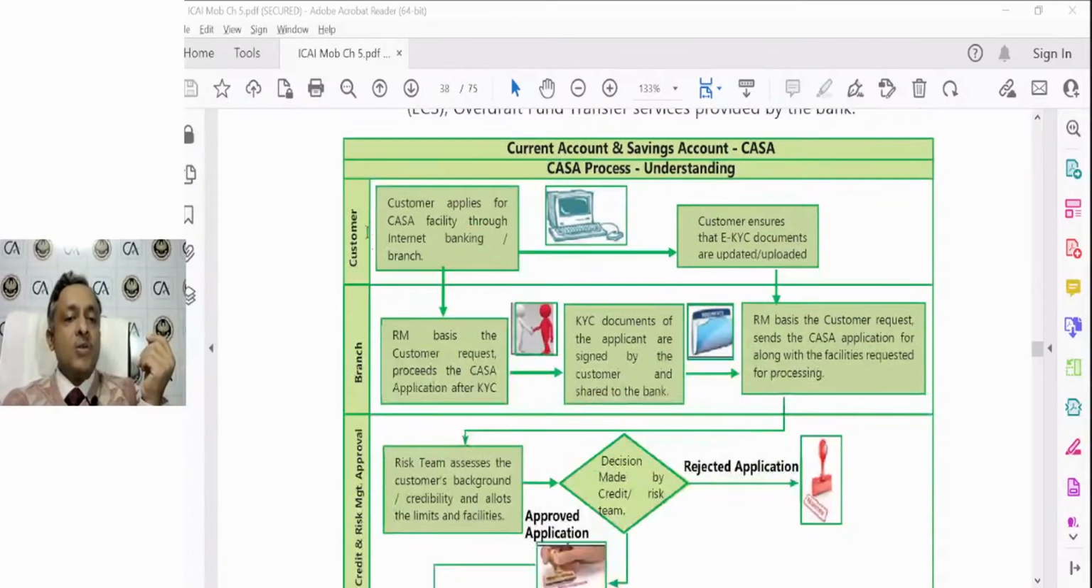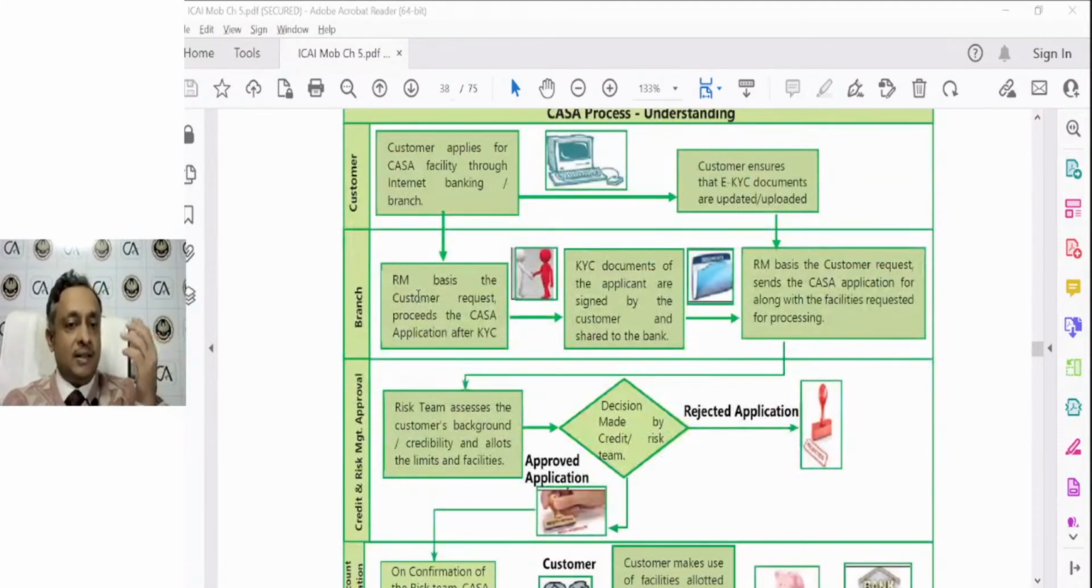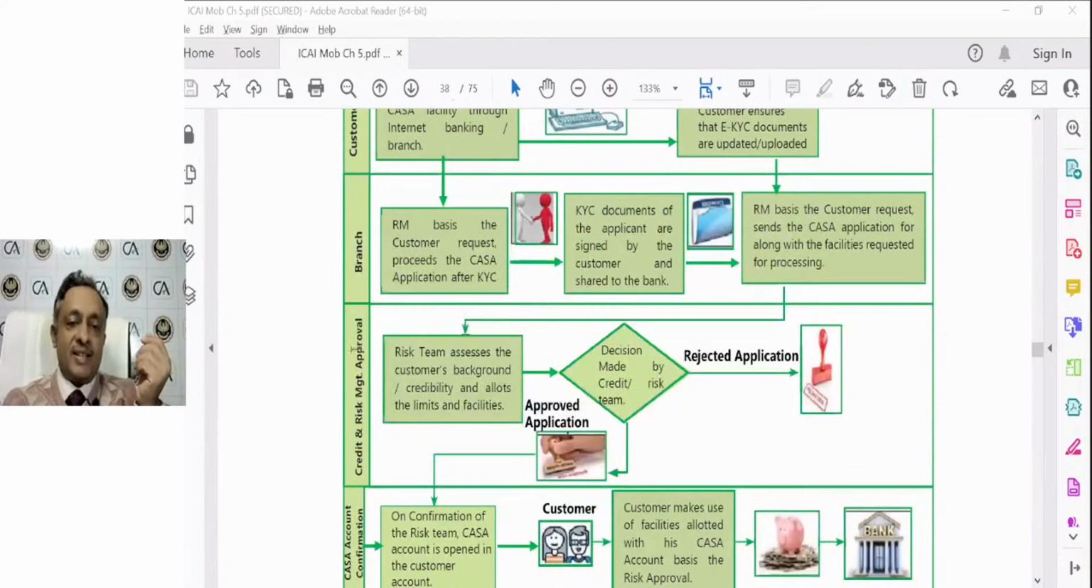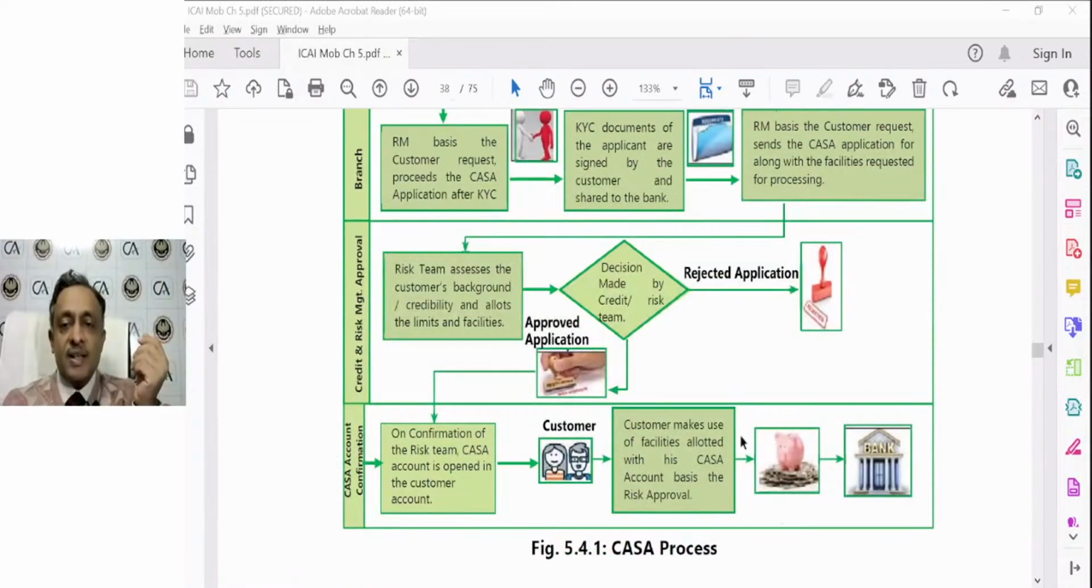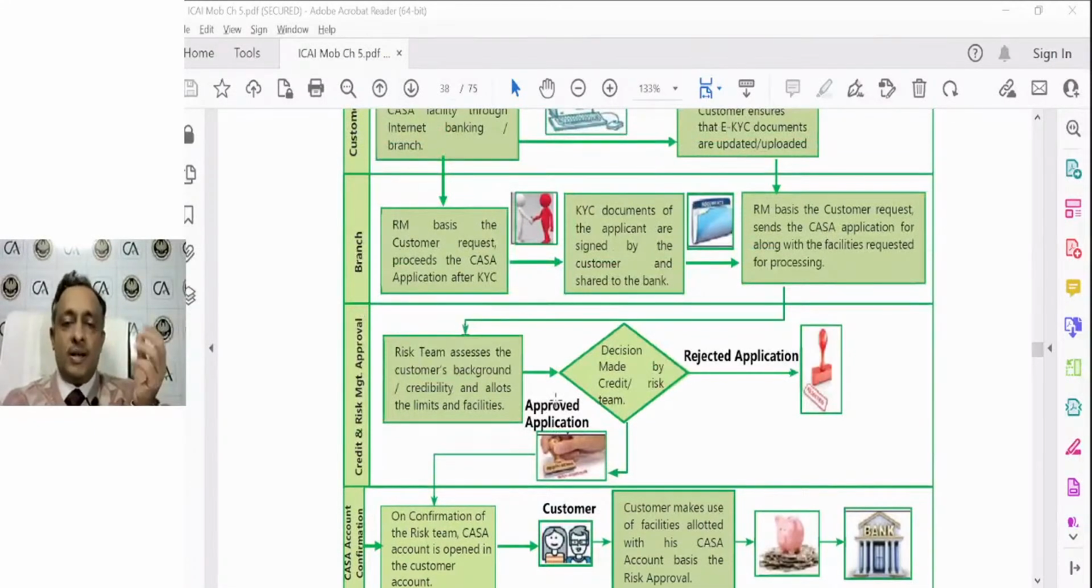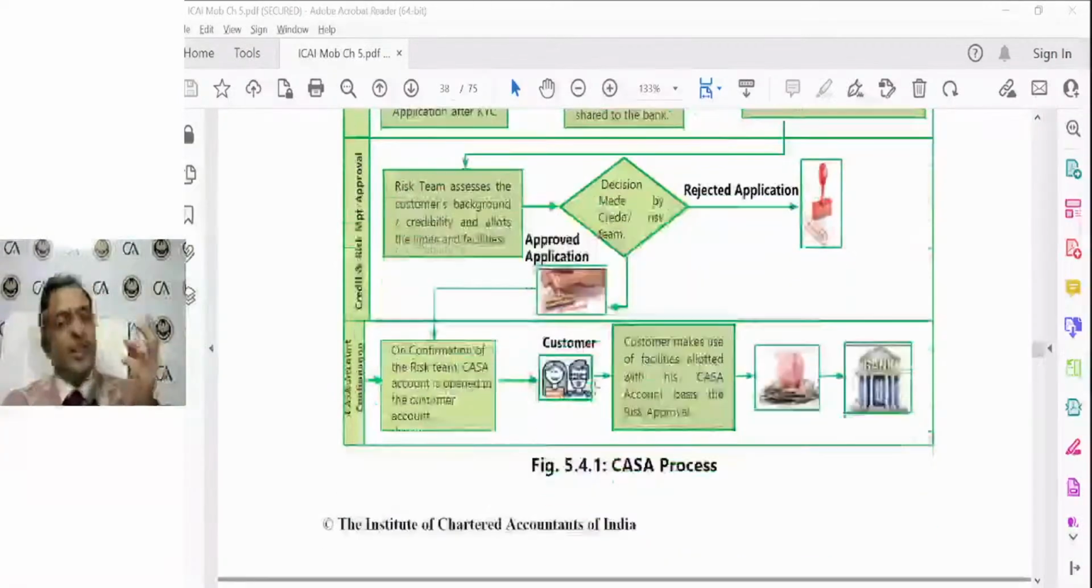For current account, saving account, so customer: first is making an application, then the branch, the resident manager or relationship manager, RM can be anything, proceeds basis the customer request. So KYC is know your customer documents, then the application is sent for the credit risk. Risk makes an assessment, approves or rejects. Once approved, you get the account open. So this is the flowchart of the way a savings bank account is opened in a bank. Okay, so that is easy.